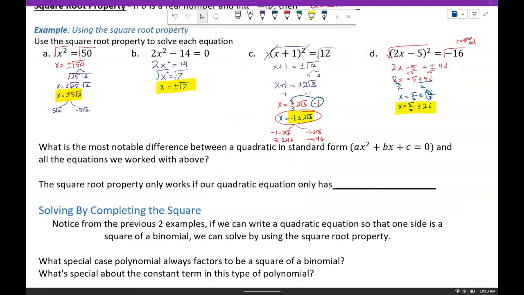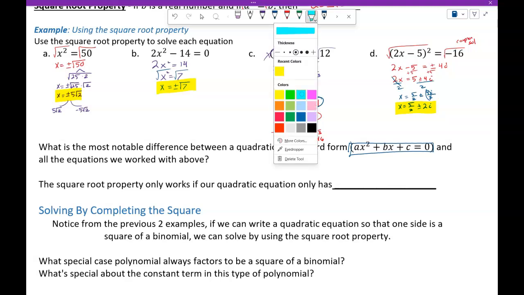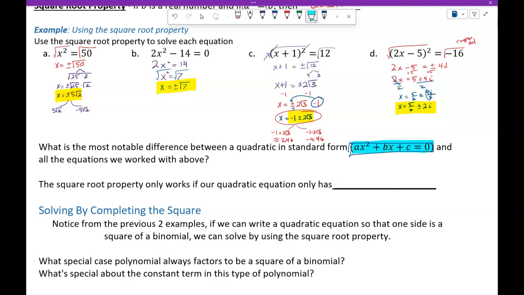Take an additional moment to think about and compare how we solve these equations and the structure of the equations compared to standard form when we've tried to factor. So what is the most notable difference between a quadratic in standard form and all of these equations that we worked up here? So we want to take a moment to think about what's a major difference between the structure of standard form versus the structure of each of these equations.